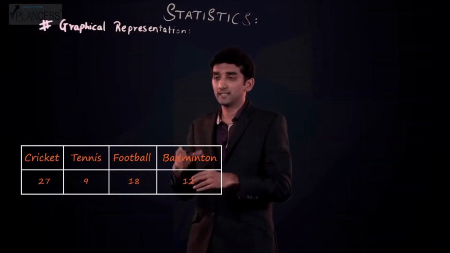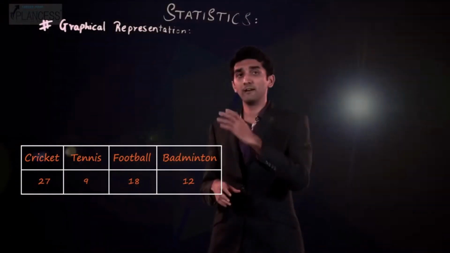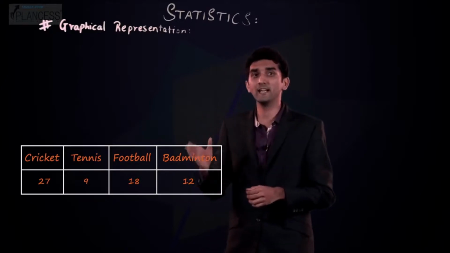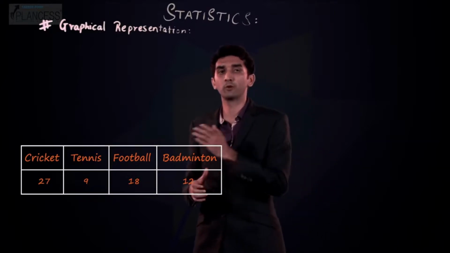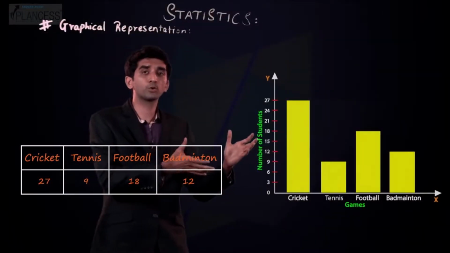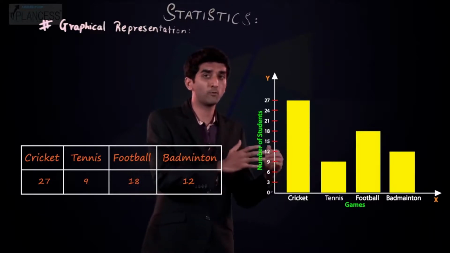Now, as you can see, there are 27 students playing cricket. Naturally, cricket is the sport that we all love in our country. We have 9 students playing tennis, and then we have 18 and 12 students playing football and badminton respectively. Now we will learn how to draw or pictorially represent this particular data in the form of a bar graph.